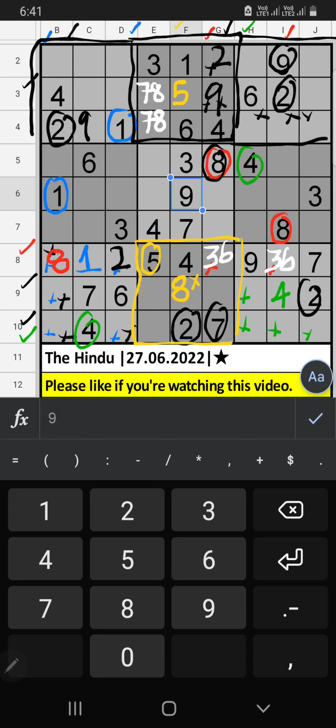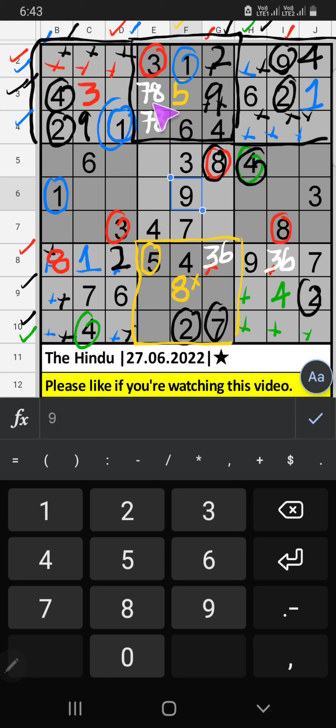First grid, we have 4. Column H also we have 4. So 4 can't come in these cells. Then 4 is confirmed here. Second row, we have 3. Column D also we have 3. So 3 can't come in these cells. Then 3 is confirmed here. Second row and fourth row, we have 1. So 1 can't come in these cells. Then 1 is confirmed here.